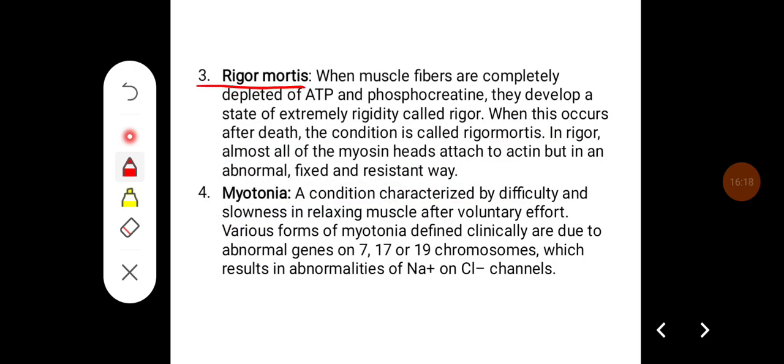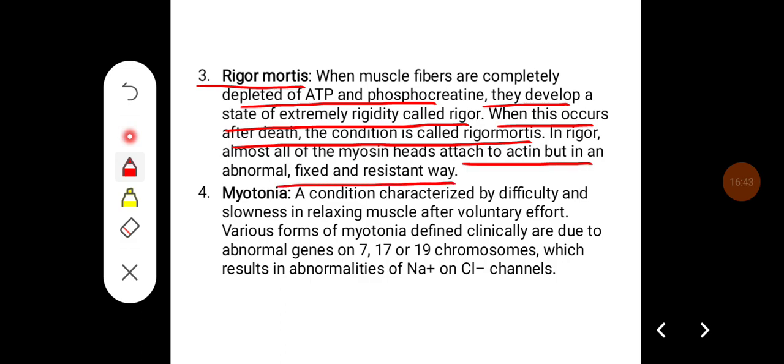Rigor mortis. When muscle fibers are completely depleted of ATP and phosphocreatine, they develop a state of extreme rigidity called rigor. When this occurs after death, the condition is called rigor mortis. In rigor, almost all of the myosin heads attach to actin, but in an abnormal, fixed and resistant way.